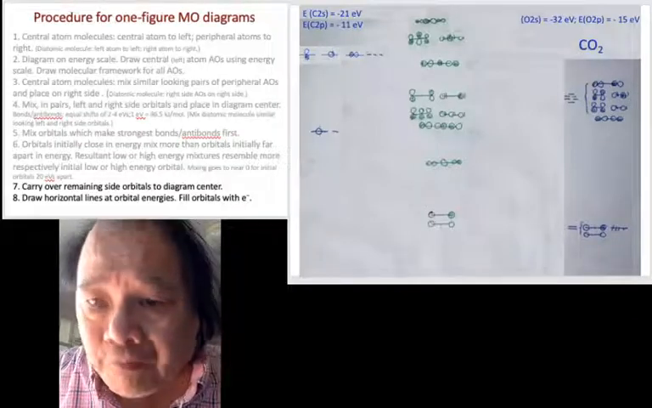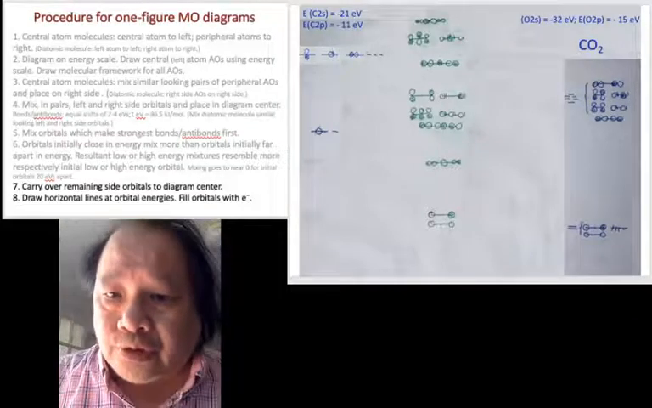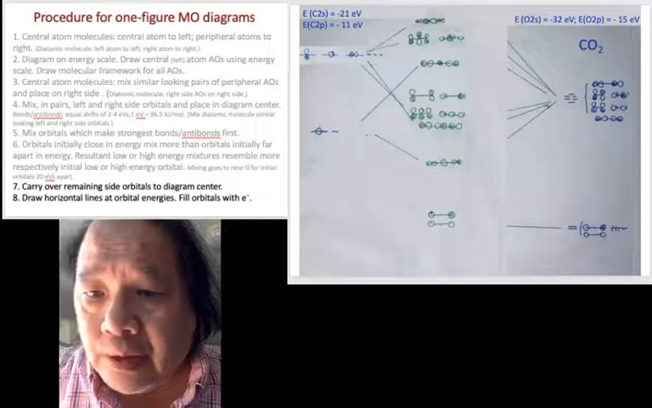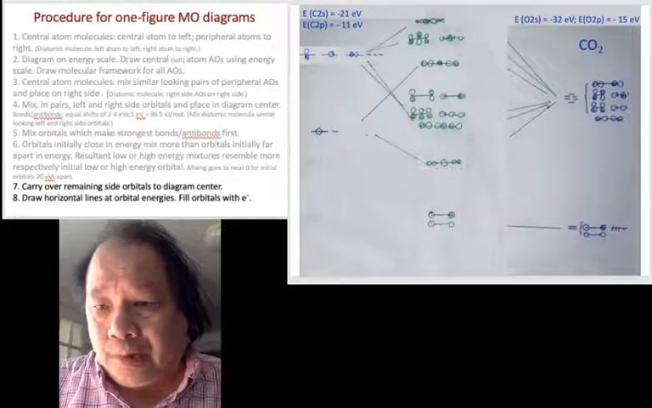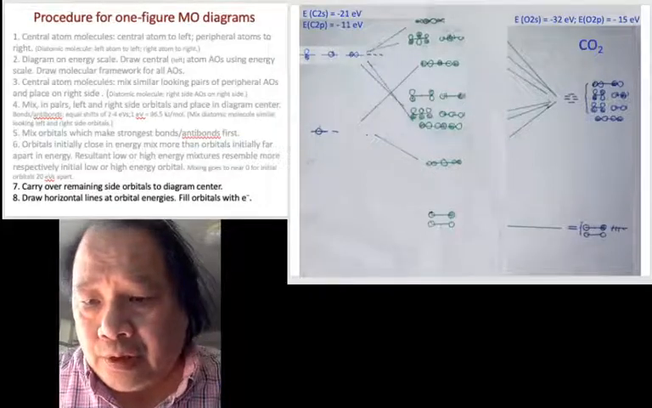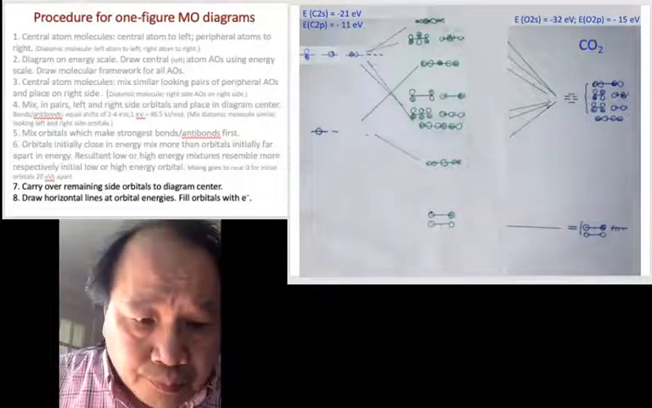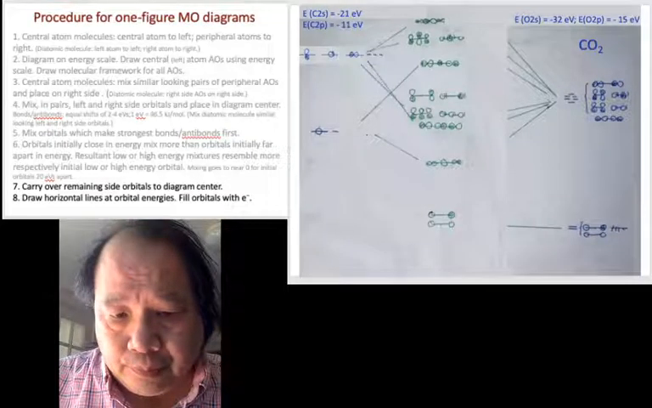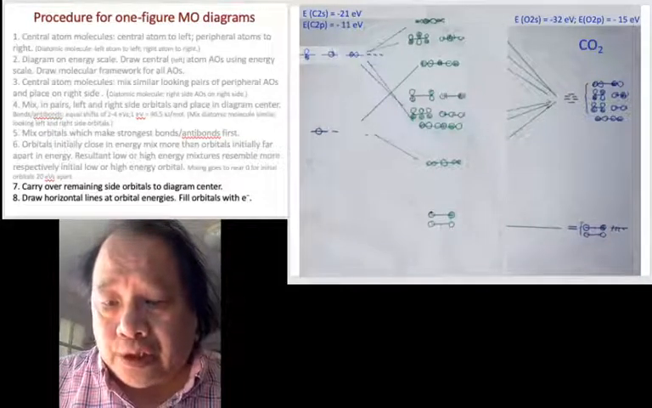Okay. So now I've drawn all the orbitals, and now I draw the tie lines. And notice that there's one tie line that's missing. But that's okay. These are the orbitals, and now we're going to start drawing horizontal lines with orbital energies. And we will fill these with electrons.